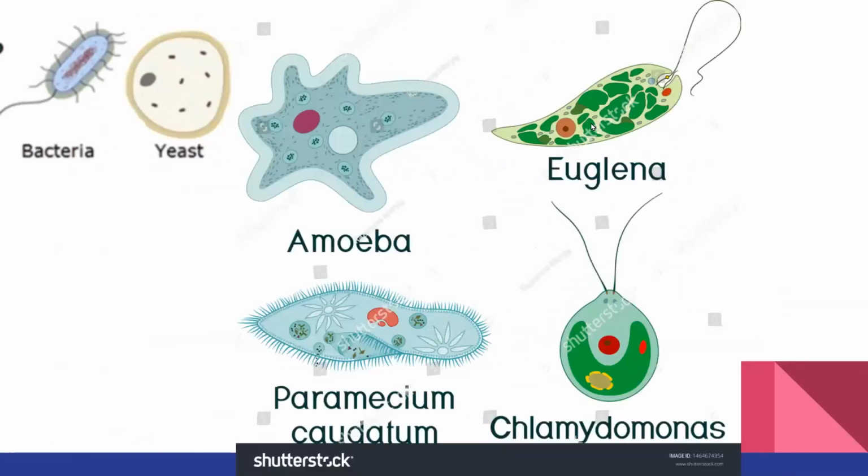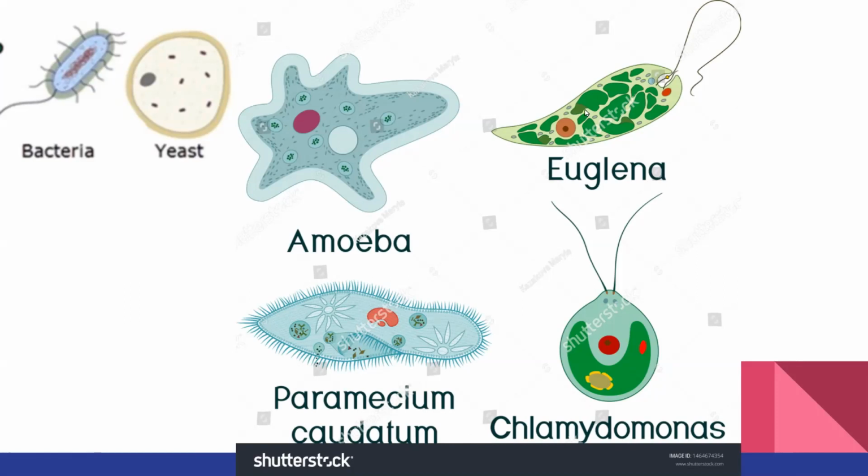See, here is the picture of some more unicellular organisms. You can see here the picture of bacteria and yeast, amoeba we have already seen, euglena, paramecium, chlamydomonas, etc. These are some more examples of unicellular organisms. All these organisms, their body is made up of a single cell.